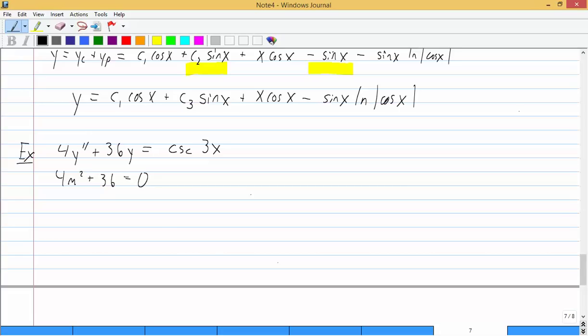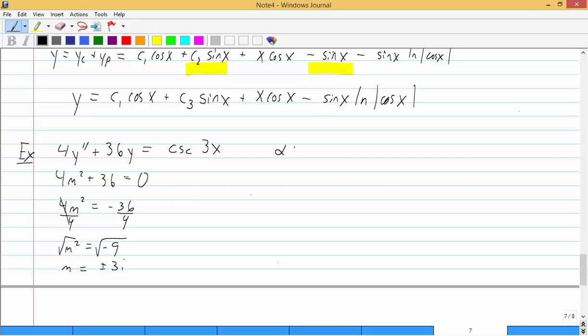You get the same answer, right? That doesn't really affect the complementary solution. So this would be equals negative 36, divide by 4, divide by 4. You get m squared equals negative 9, take the square root, take the square root. You get m equals plus or minus 3i.